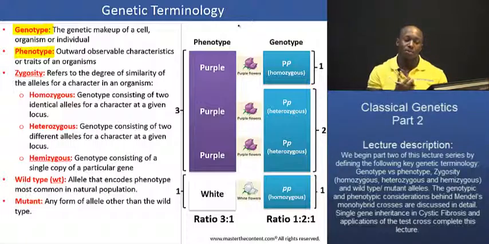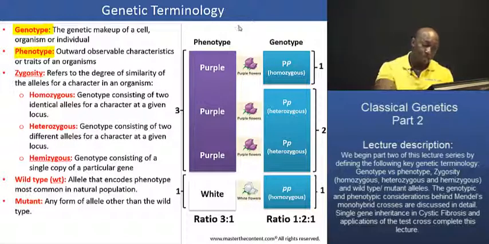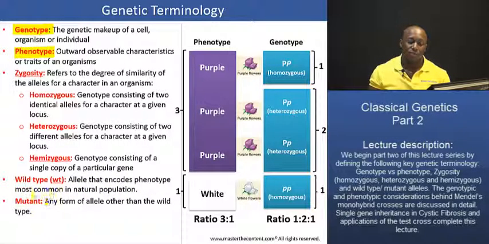Hemizygous is a genotype consisting of a single copy of a particular gene. Genes usually occur in pairs of alleles, but in the hemizygous state we're only talking about a single copy, a single allele for a particular gene. Now, a wild type strain, or wild type allele, is basically one that encodes a phenotype that is most common in a natural population.